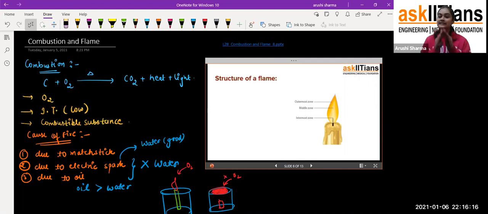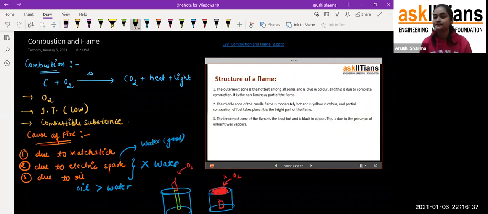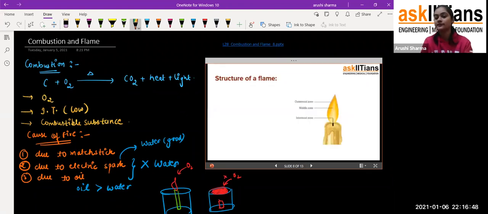The middle zone is getting a supply of oxygen, but not as much as the outermost zone, so it is not as hot. The innermost part is not getting any oxygen, so it is the least hot, and it is black in color, not yellow. Yellow is for the middle part, and it is the bright part of the flame. So this is the structure of the flame, students.